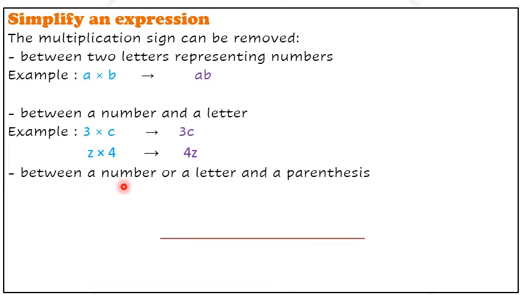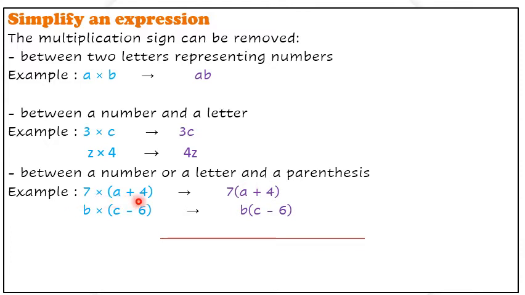Another case: between a number or a letter and a parenthesis, we can also remove the multiplication sign. Here, for example, 7 times (A plus 4), I can write it directly 7 and the parenthesis that contains A plus 4. It means that I'm multiplying 7 by the parenthesis. B times (C minus 6), I can write it directly B(C minus 6). 4 times (6), since there are parentheses, I can write it directly 4(6).